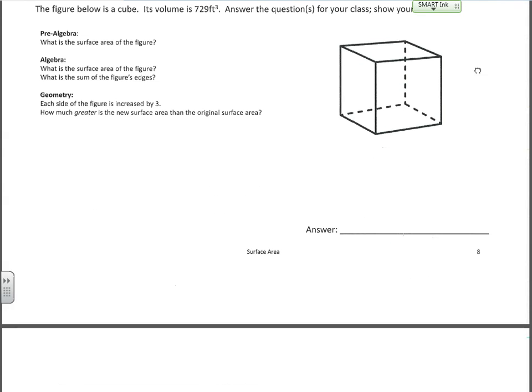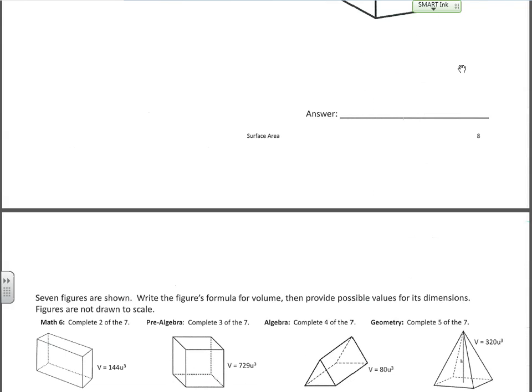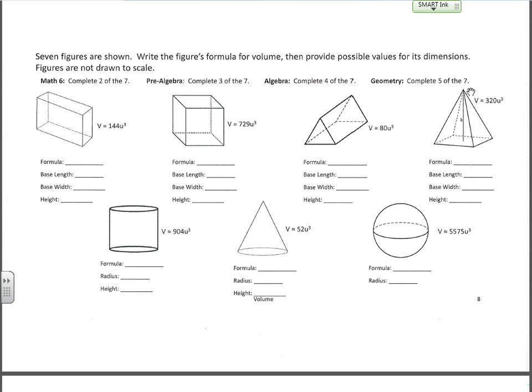Then we get to this one, which we talked about in algebra. We talked about this one in algebra. You need to do 5 of the 7. So you have to do one of them that involves pi, either the cylinder, the cone, or the sphere.